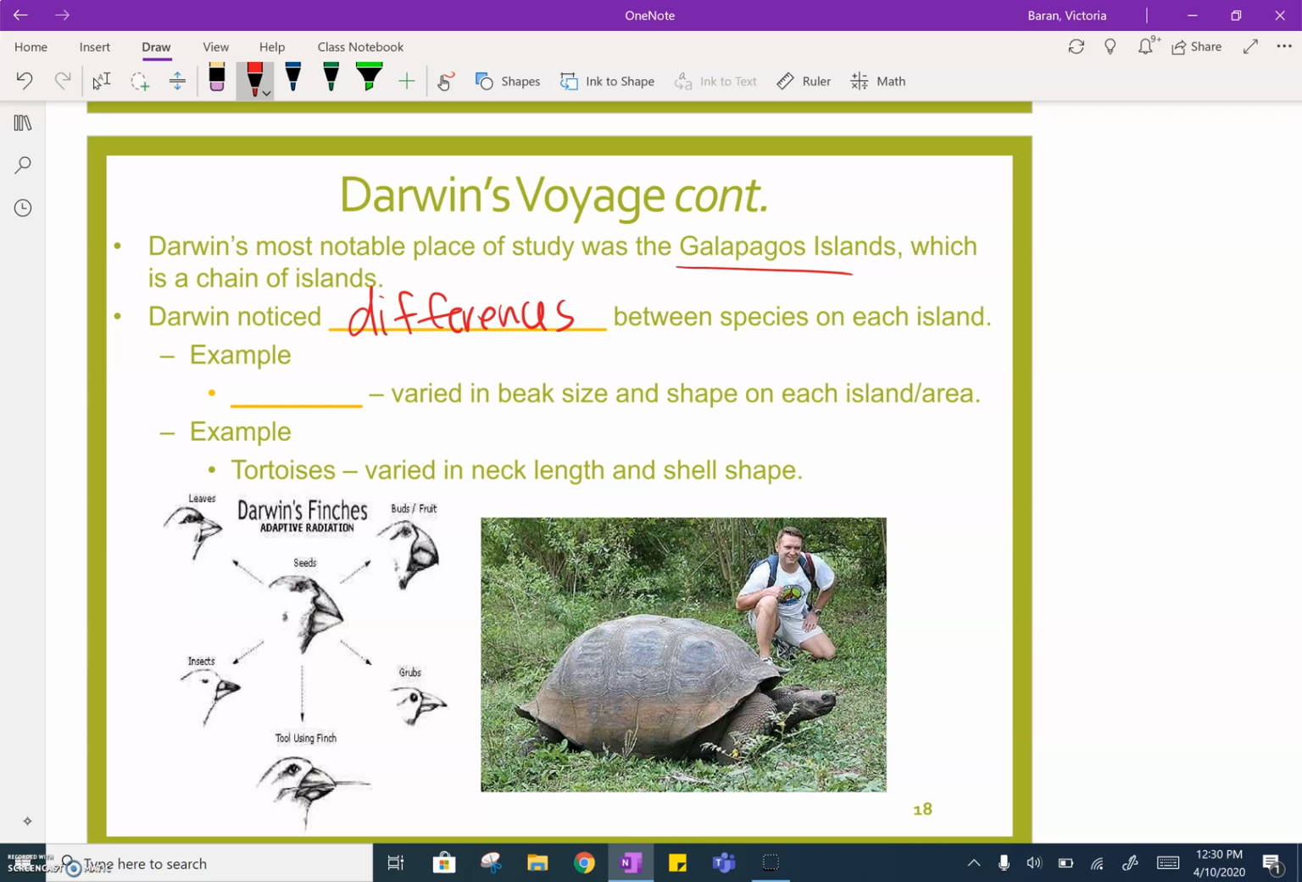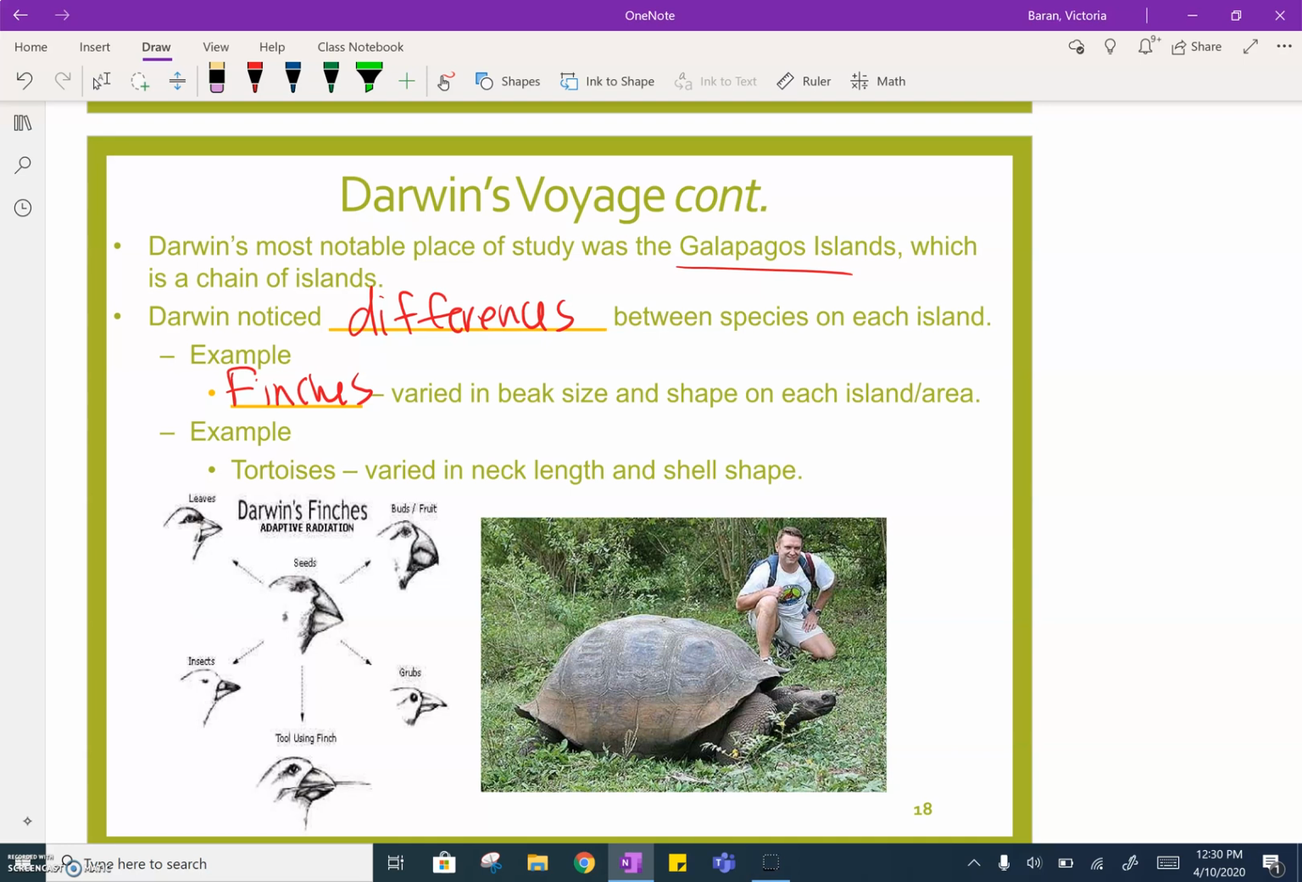So for instance, one thing that he studied in particular was these finches, which is a type of bird. And he noticed that they were all the same, like they're all finches, they're all still the same species, but a lot of them varied in their beak size and shape, depending on where in the environment they were living and thriving in. The beak size and shape related directly to what type of food that particular bird was consuming.